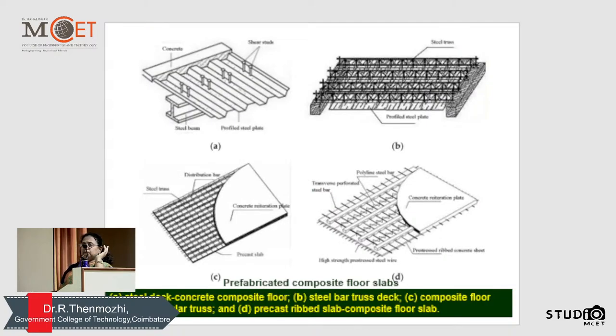And these are some of the composite systems, right? The first one is nothing but a steel beam which is supporting a profiled deck slab. So that is one type of composite slab. This one is known as a steel concrete composite slab.